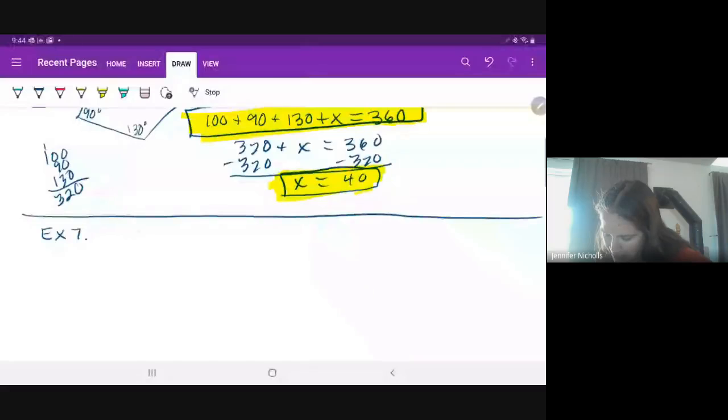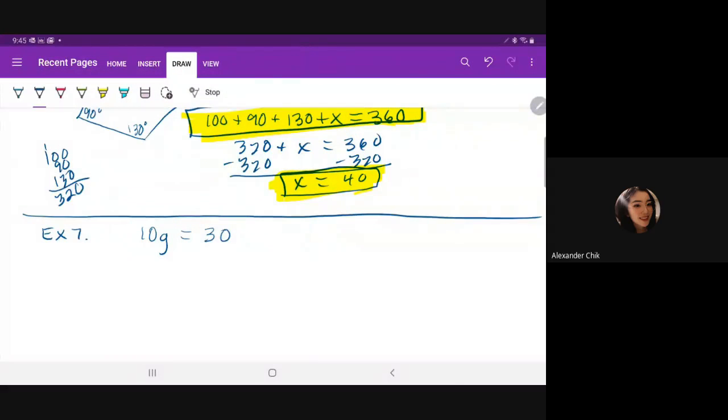What if you had, say, 10g equals 30? Do you remember how to get rid of the 10? 3.